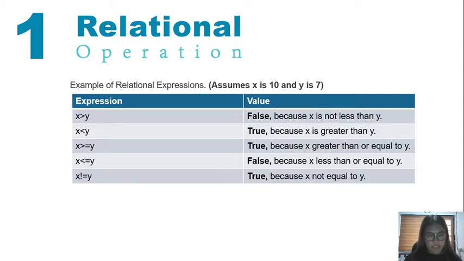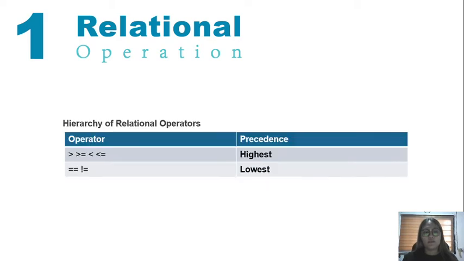So, x is greater than or equal to y. That would be true because x, or 10, is greater than or equal to y, or 7. So, x is less than or equal to y. That would be false because x, or 10, is not less than or equal to y. And x not equal to y, that is true because x is not equal to y.